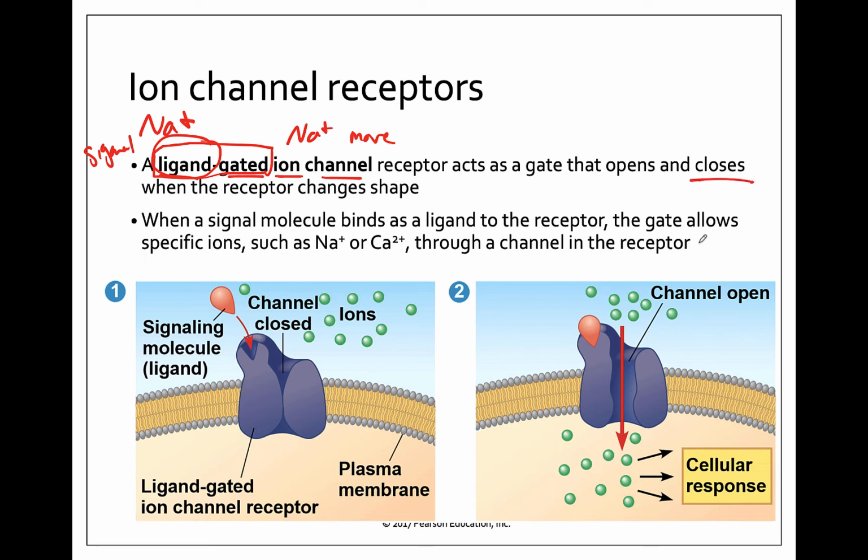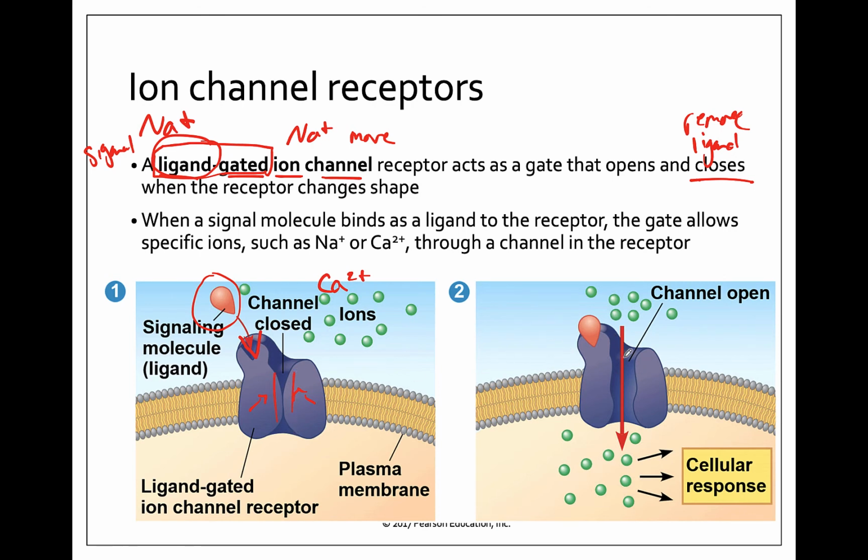It is able to close again, so if you were to remove the ligand, it would change its shape back to its original closed shape, and then that channel would be closed. So here's an example. Here is an ion channel. Let's say that this is calcium. So some signal molecule, we've got our ice cream cone here, is going to fit into here. And once it does, it's going to cause this receptor to change shape and open this channel.